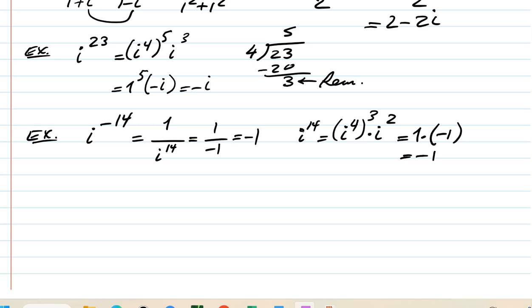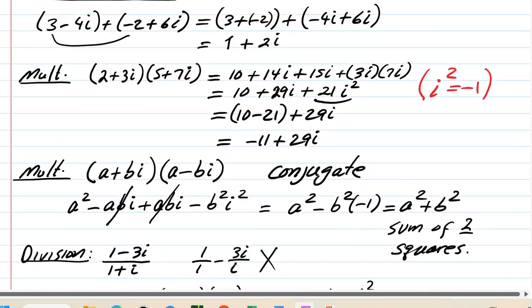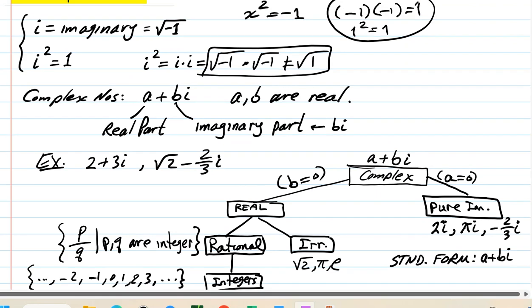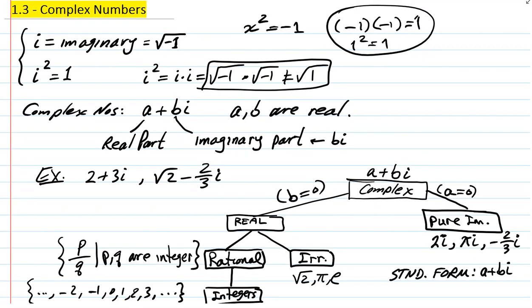All right. And there you have it. I think that's good enough for our work. So this is how we handle complex numbers. Again, as long as you recognize them, you know how to work with them on the basic level. That's all that concerns us.